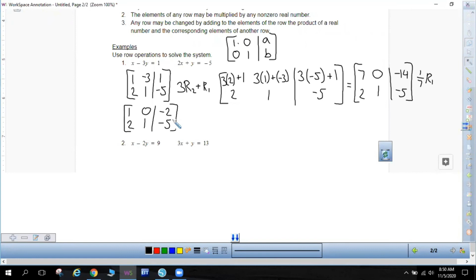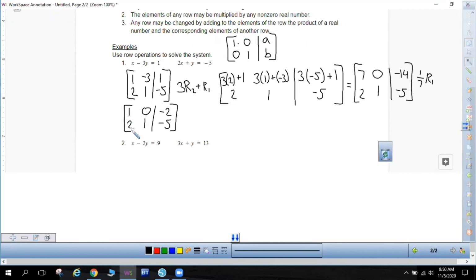Okay, now we have the first row looking like we wanted the first row to look like. We have a 1, a 0, and then any number here. It doesn't matter that it's -2. Now we can start working on the second row.